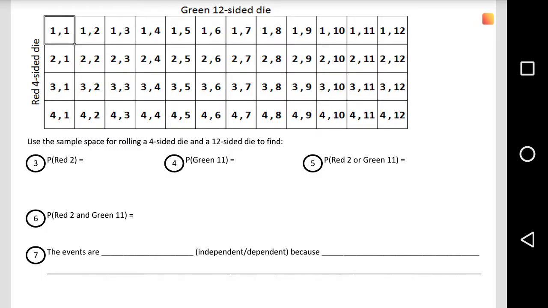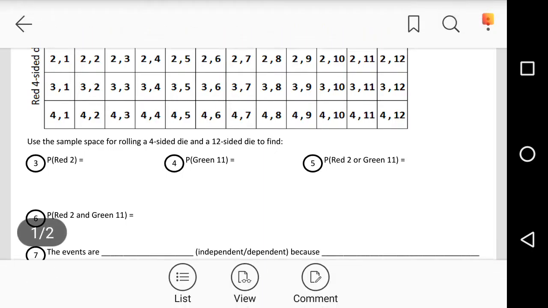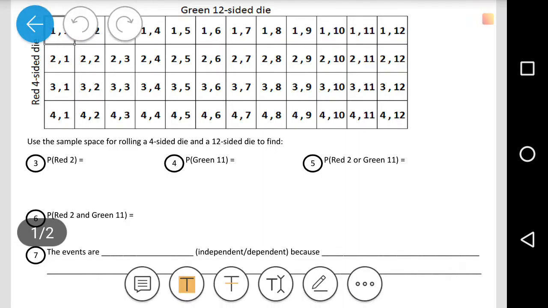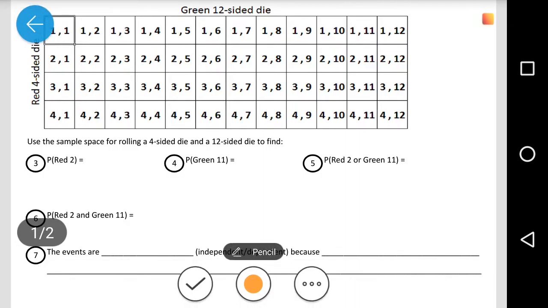This is the video for problems 3 through 7 on the Core 2 Probability Rules quiz that we took a few days ago. I'm going to show you how I would solve the problems, and you can look at what you did, see if you did the same thing or did something different that might also answer the problem.